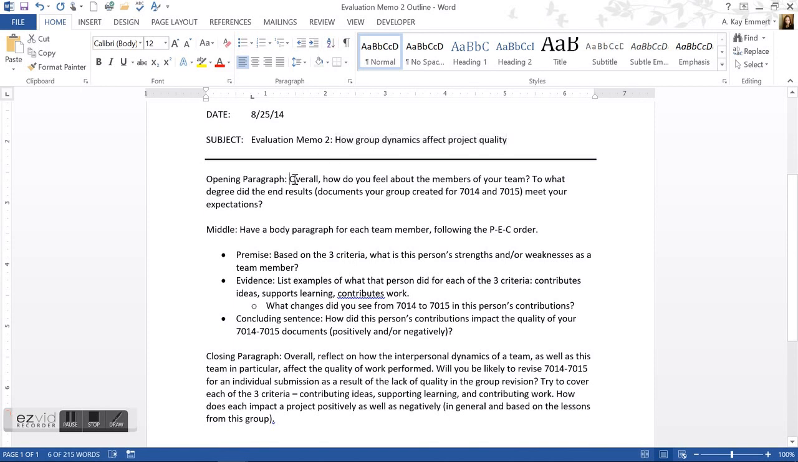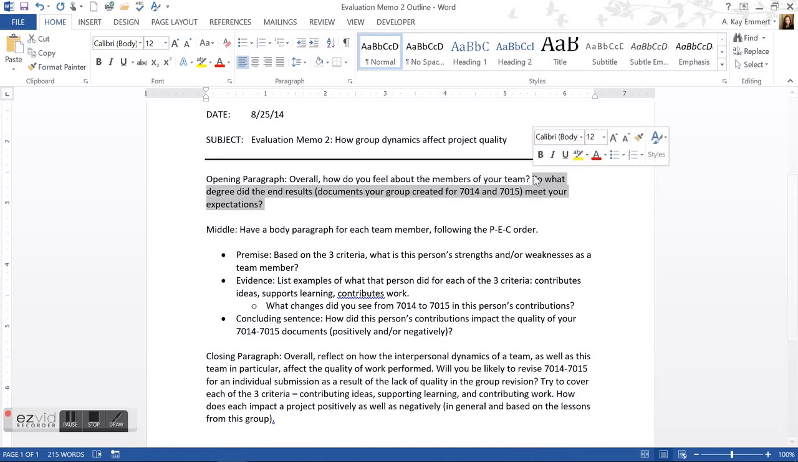So opening paragraph, and this is a reflection, so you can use I. Go ahead and just kind of talk for a few sentences about how you feel about the members of your team, how well you think they work together. And then you can introduce, to what degree did the end results meet your expectations. So this is kind of already introducing our overall topic. So this would be kind of like your thesis.